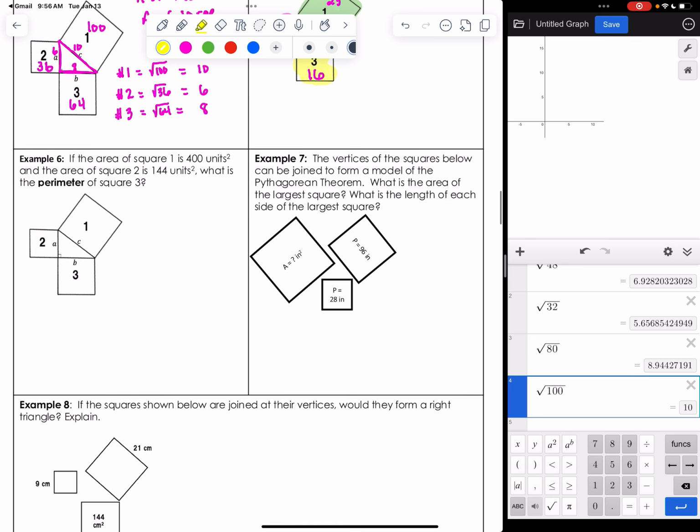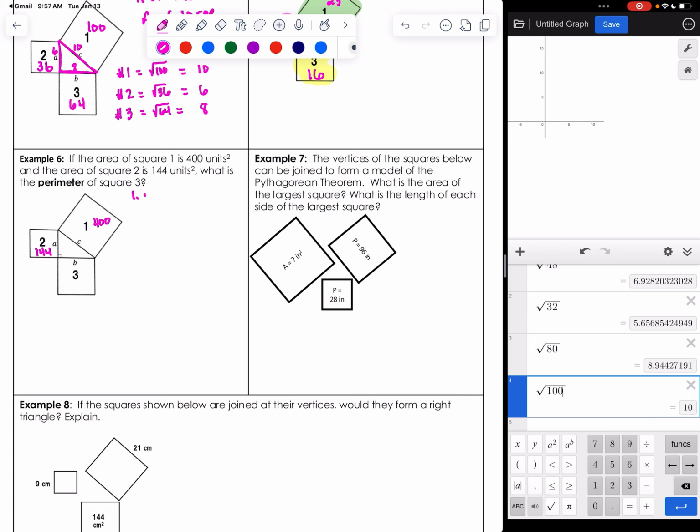If the area of square 1 is 400 units, let me put a 400, that's our largest square. The area of square 2 is 144 square units. What is the perimeter of square 3? Now, we cannot answer that question yet because we need to find the area first.